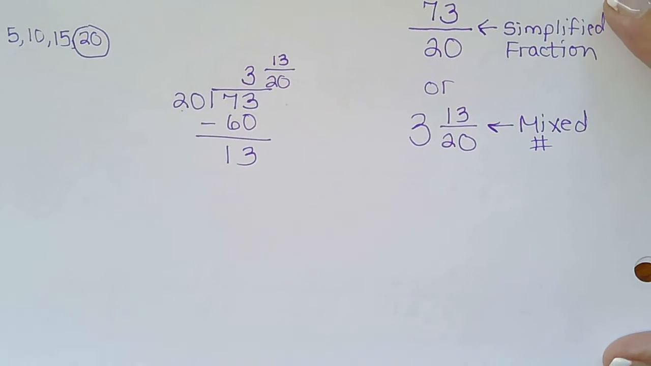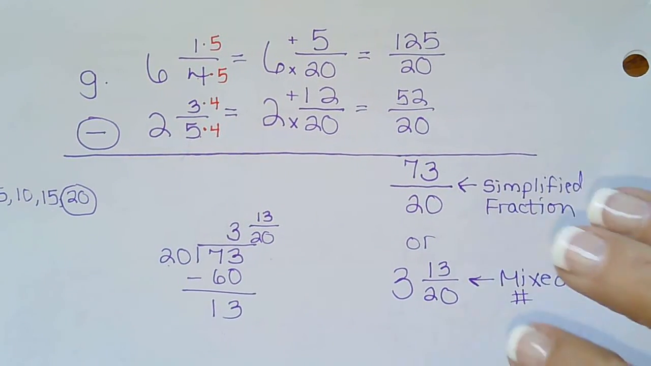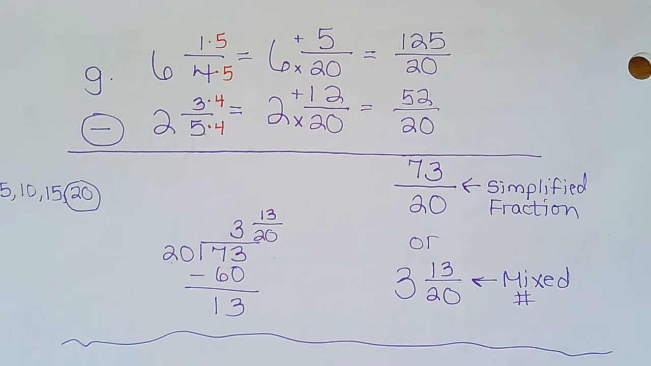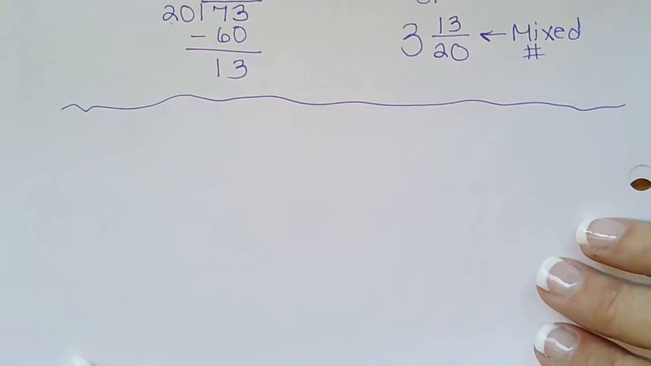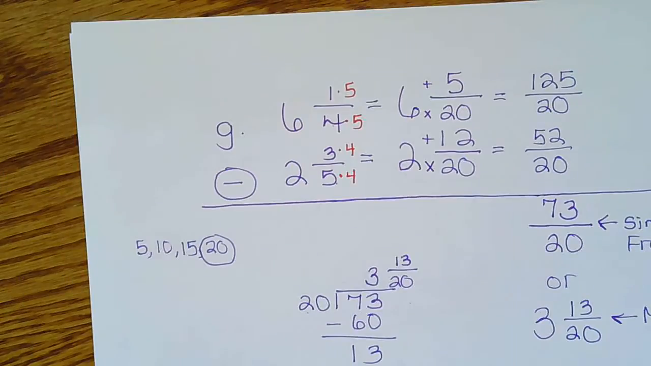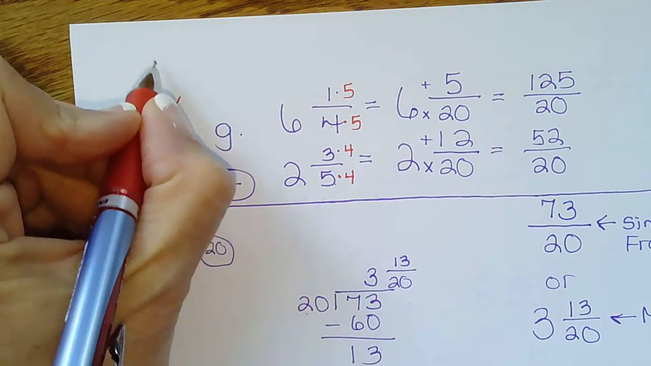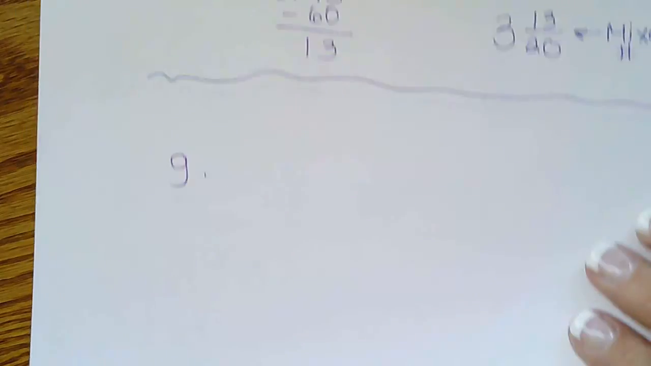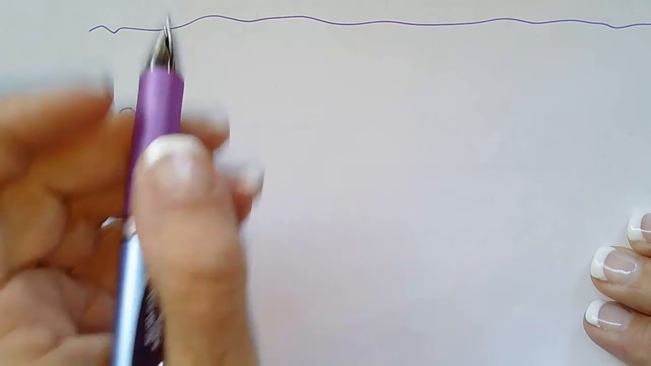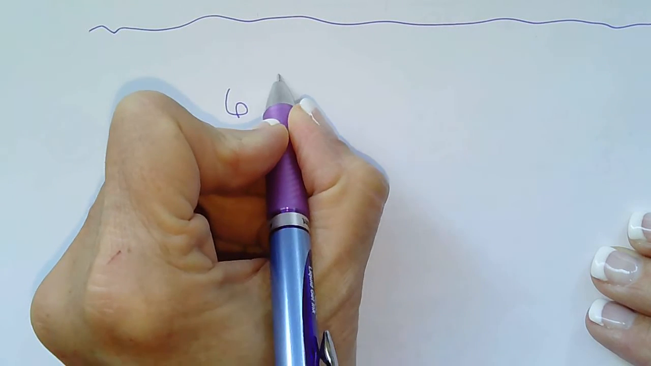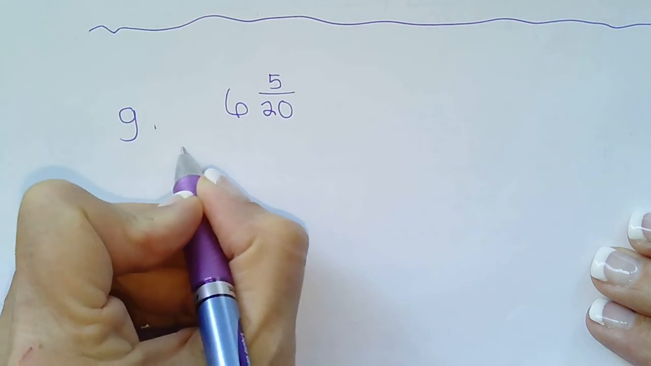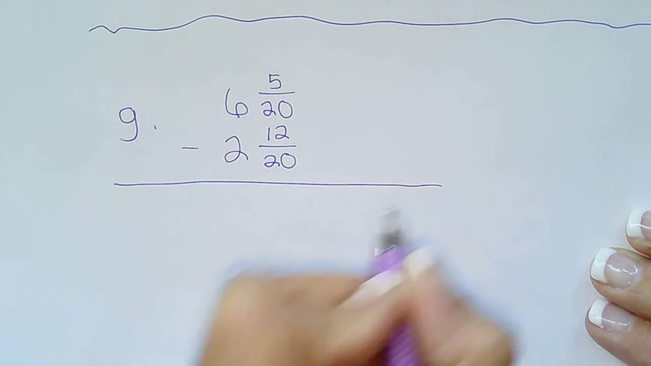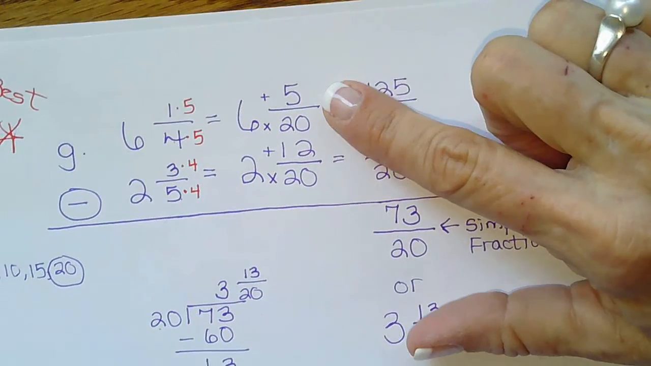So you can also borrow, and I always show this first because students are much better at this method. But if you were really well trained in school, you might remember borrowing and you might want to do it. So let me show you borrowing. I'm just going to star this method because I like this the best. I think students do the best on this method. So 6 and 5/20 minus 2 and 12/20.